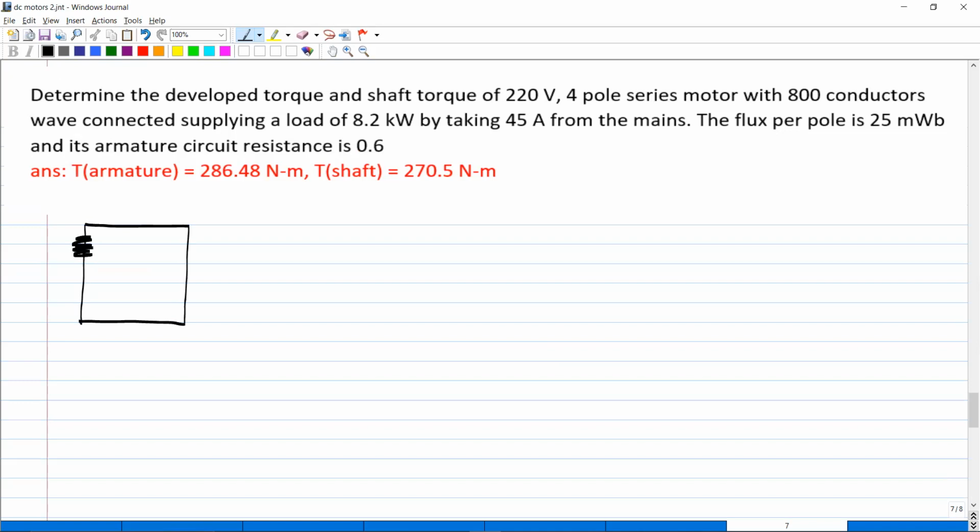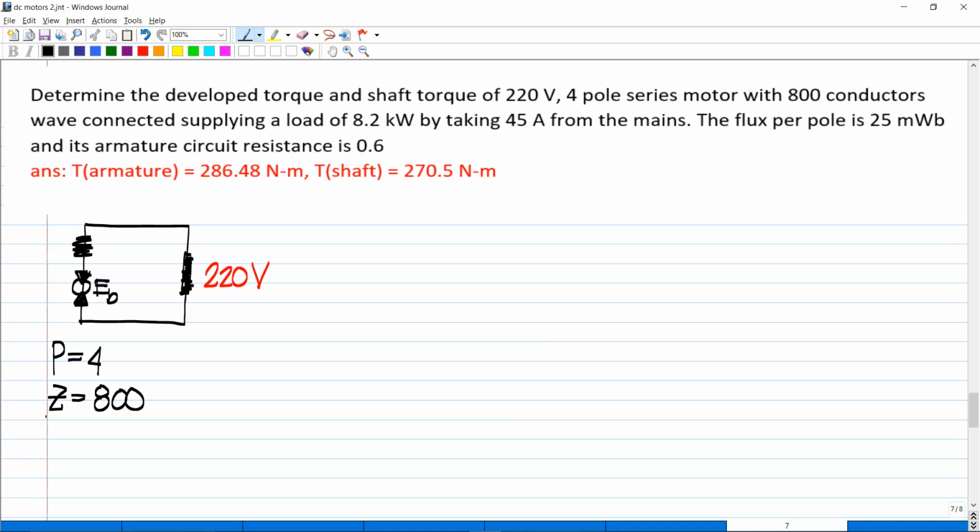So this is the armature resistance. We will not put a series field for now, since the problem did not mention one, so we assume there is none. And then this is the E-back, and this is our source. So determine the torque developed of a 220 volts motor. Of course, the rating of our motor is the input voltage. Next, the number of poles is given, 4. The number of conductors, 800.